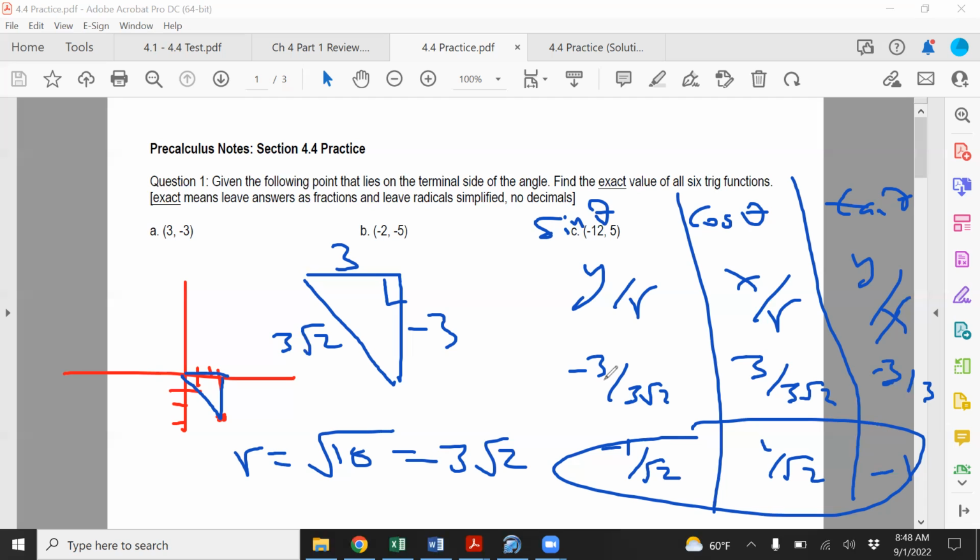And then, of course, you got to flip these. So cosecant is a reciprocal of sine. That's -√2. Secant is going to be +√2. But what is secant like? Secant is just a reciprocal of cosine. Yeah, just reciprocal of cosine. And cotangent is going to be -1.